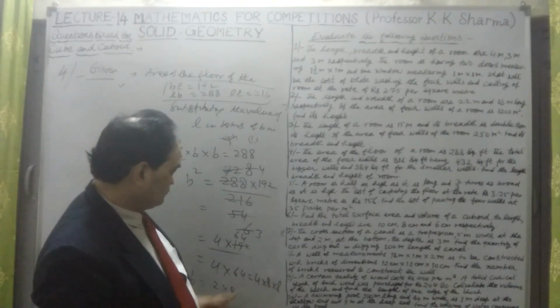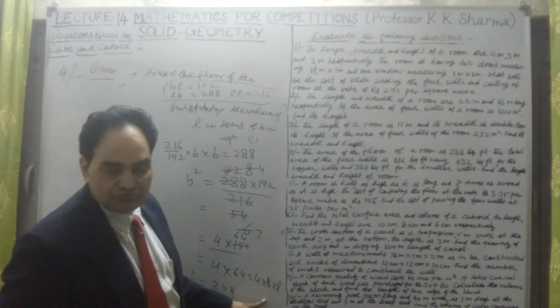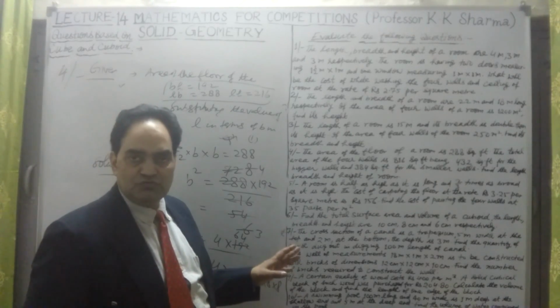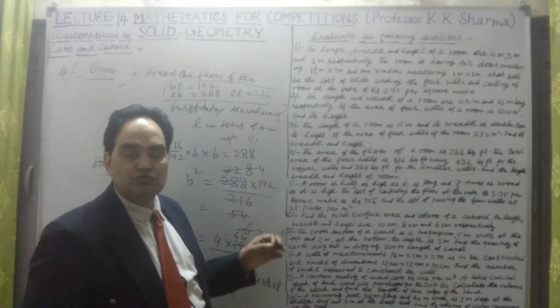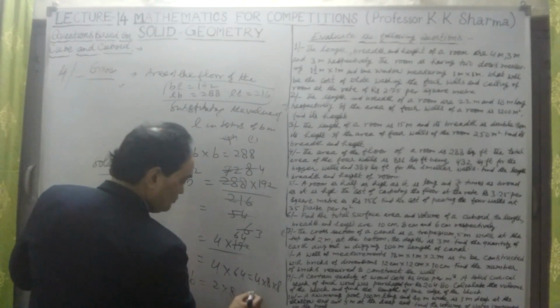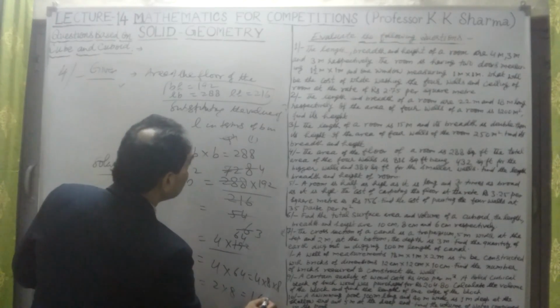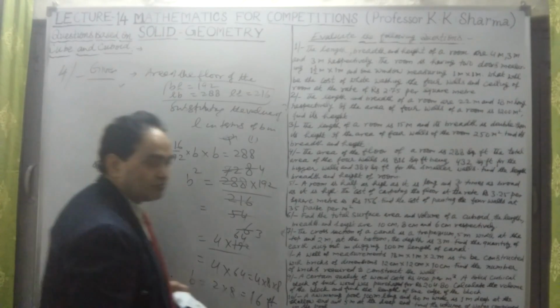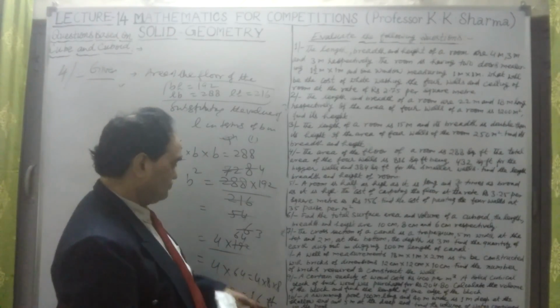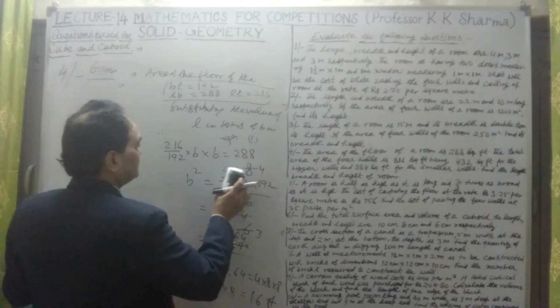So finding the square root, because this is the value of B square. B square is 4 into 8 into 8. So the square root of this is 2 into 8, that is 16. So B is 16 feet. The value of B, the breadth, is 16 feet. Answer. Okay, so B is calculated.